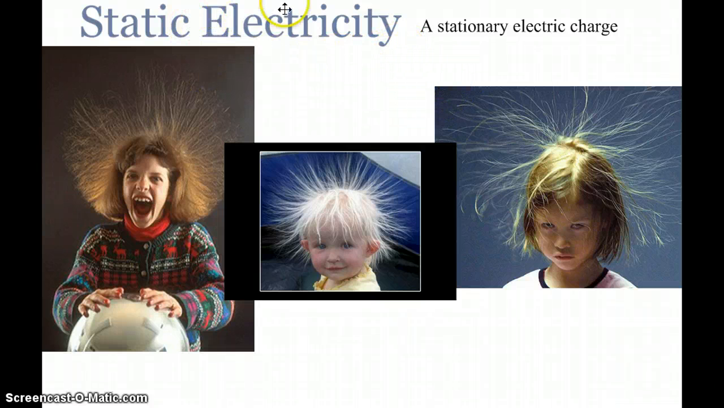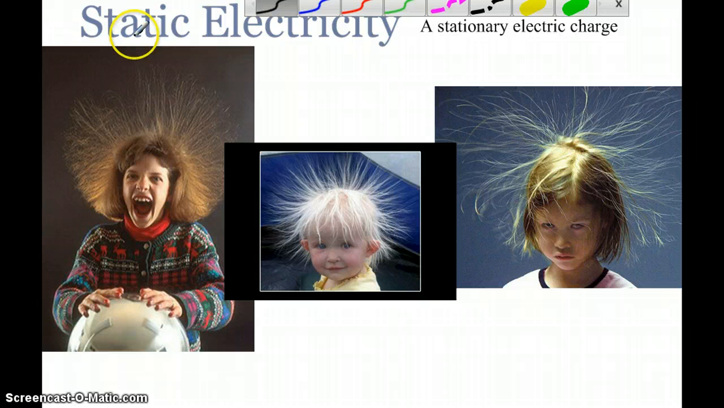Let's talk about static electricity. Static electricity is a stationary electric charge. We know that because the word static tells us that it's not going anywhere. It's stationary.